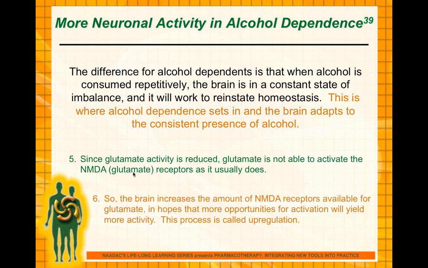So in response, the brain does something that's called upregulation, which means that it increases the amount of these specific glutamate receptors called the NMDA receptors. You don't need to know that. But in general, it's increasing the amount of receptors that are available to even have glutamate attach itself to, in hopes that if there's more opportunities to have this activation, then that will yield more activity.